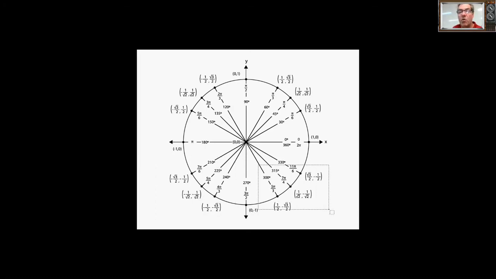C for quadrant 4, that means cosine is positive in quadrant 4. And sure enough, you can look at the x-coordinate, which is cosine. These values are all positive. Our signs are negative. And to get tangent, we're going to have a positive divided by a negative, or I'm sorry, a negative divided by a positive, which gives us a negative for tangent.